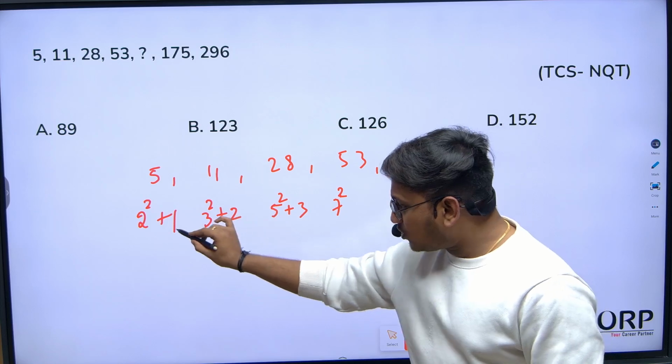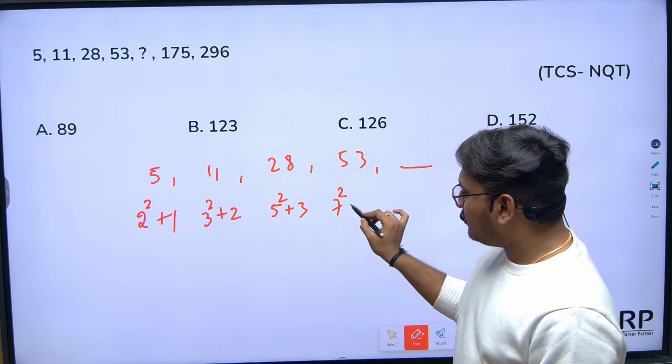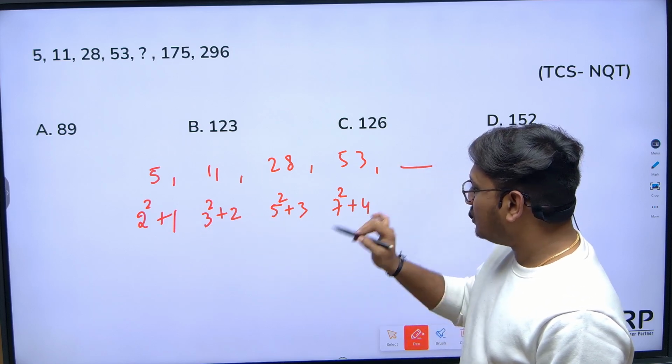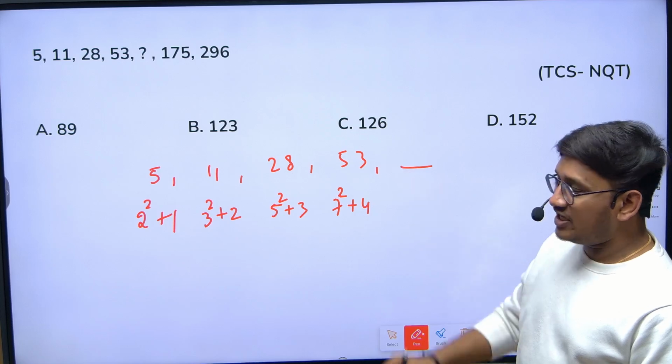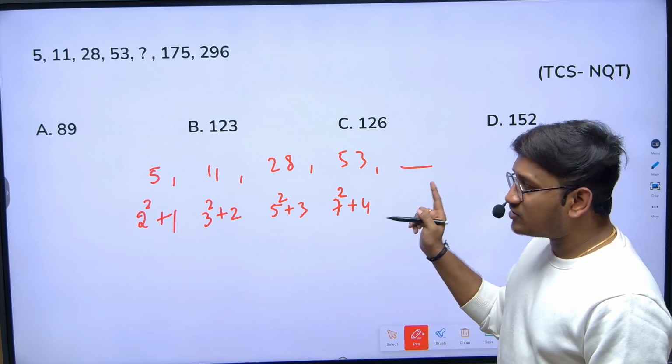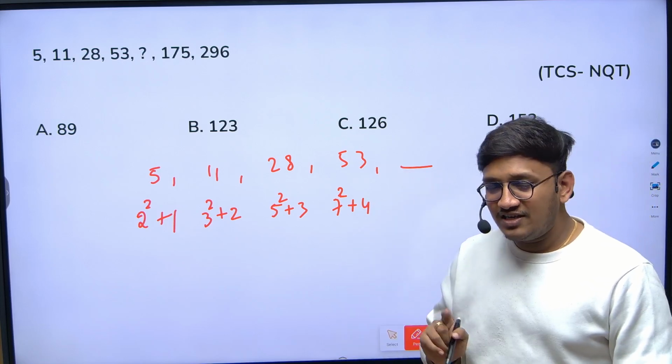And also adding consecutively from 1, 2, 3. If it is 7 square plus 4, so what is 7 square? 49. 49 plus 4 is 53. Okay, this is a very, very important question and the exact question asked in the previous TCS exam.